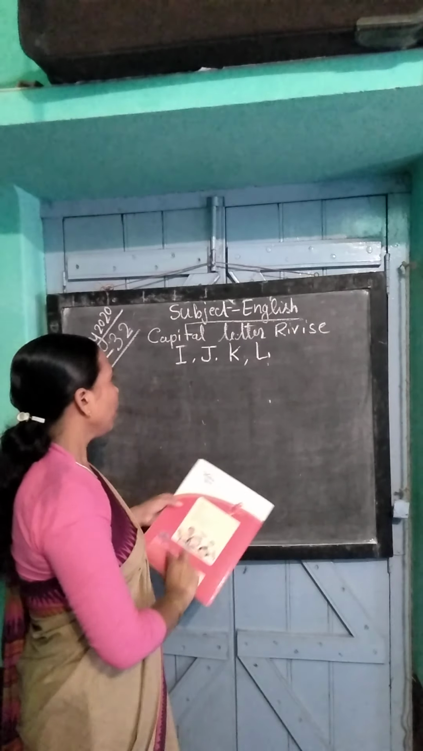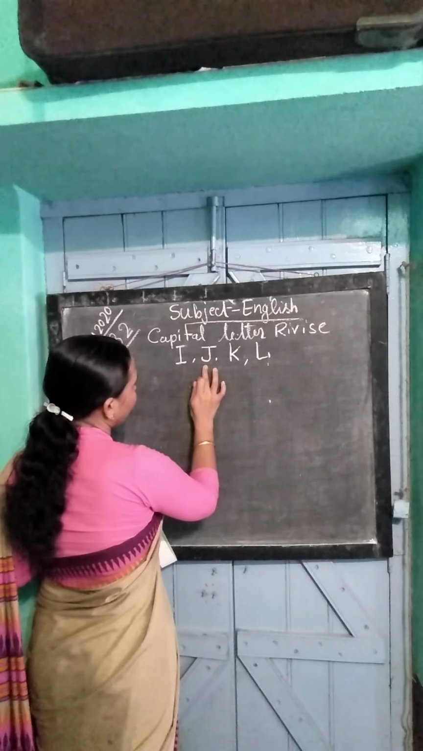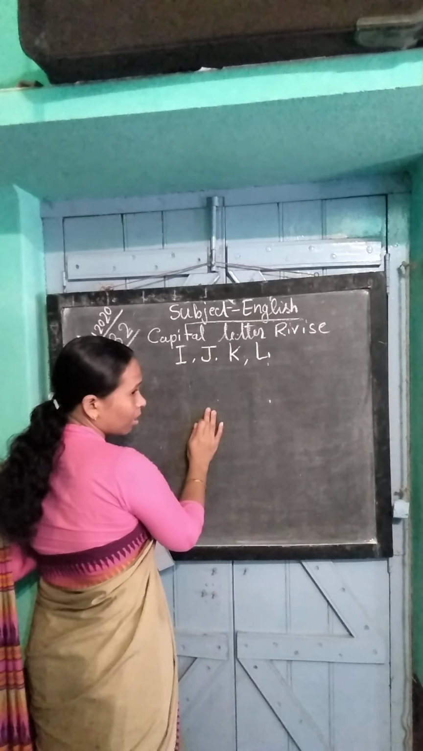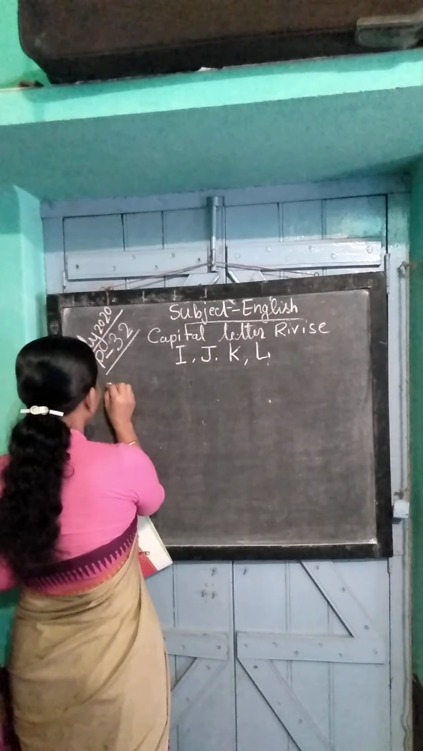Okay. Now, again we will start I, J, K, L. I will draw lines, then we will write. Okay. You see.